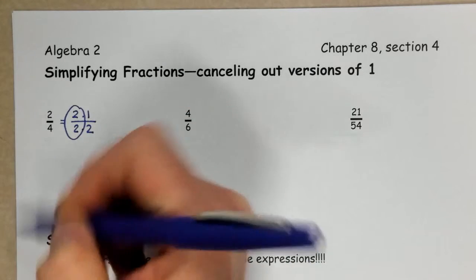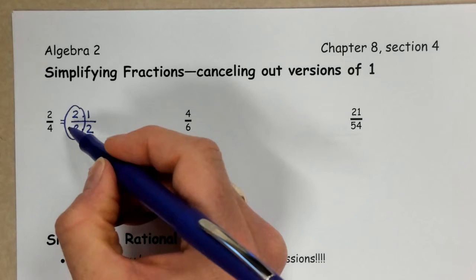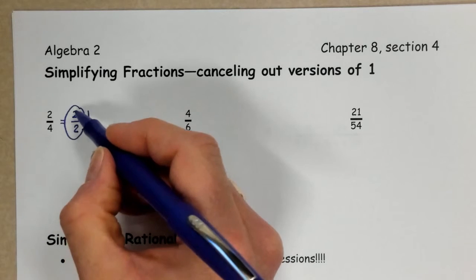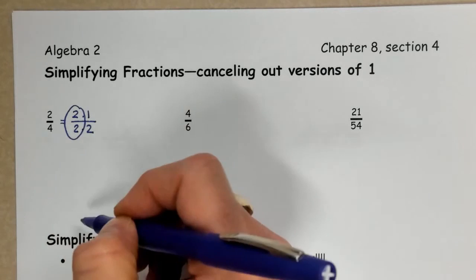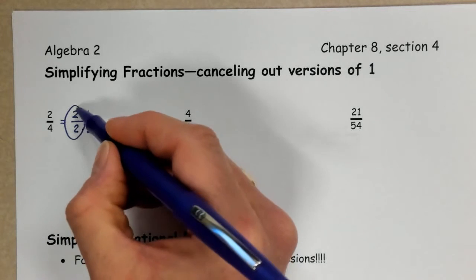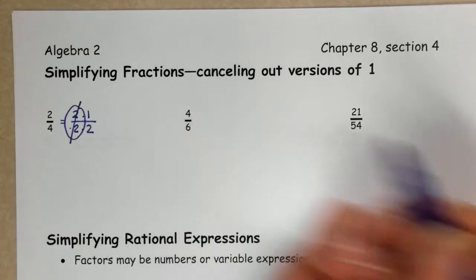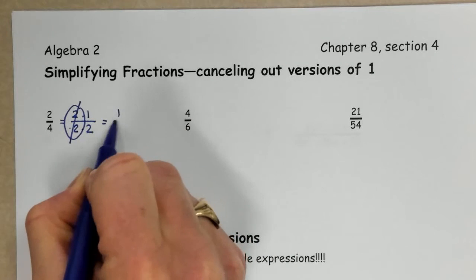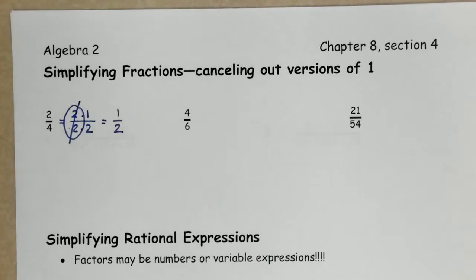Multiplying by 1 doesn't change the answer, so this is just making it look bigger than it needs to be. Really, 2 divided by 2 is equal to 1. So this is saying 1 times 1/2. Well, hey, the answer is really just, in simplest form, 1/2.